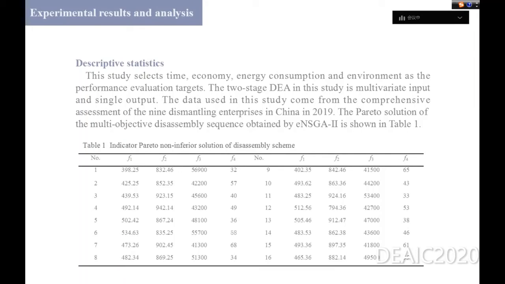Now, we mainly introduce experimental results and analysis. We select time, economy, energy consumption, and environment as the performance targets. We use the multi-variable input and single output. The data used in this study comes from 9 disassembly enterprises in China. The Pareto solutions of the multi-objective disassembly sequence obtained by NENSGA2 are in Table 1.